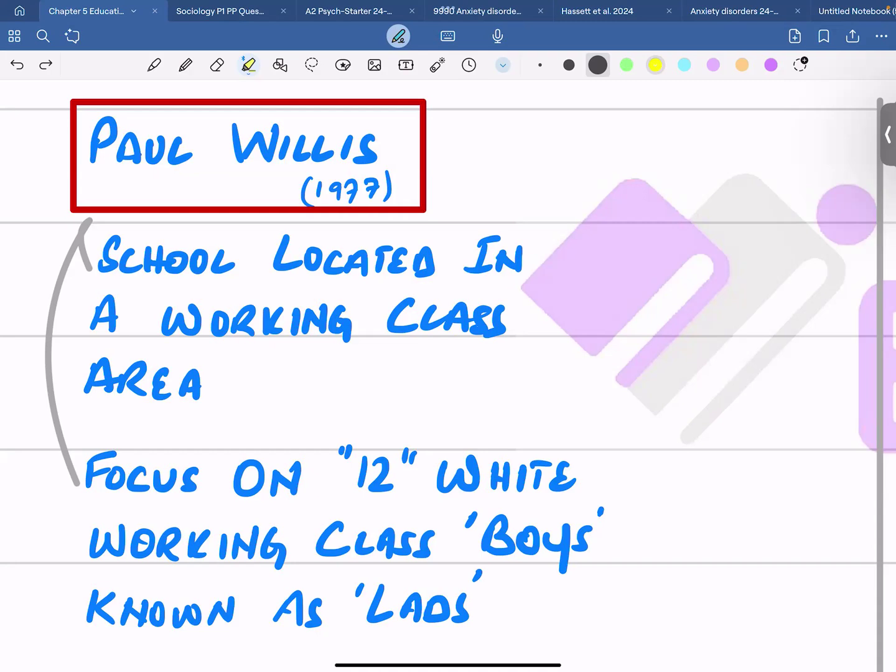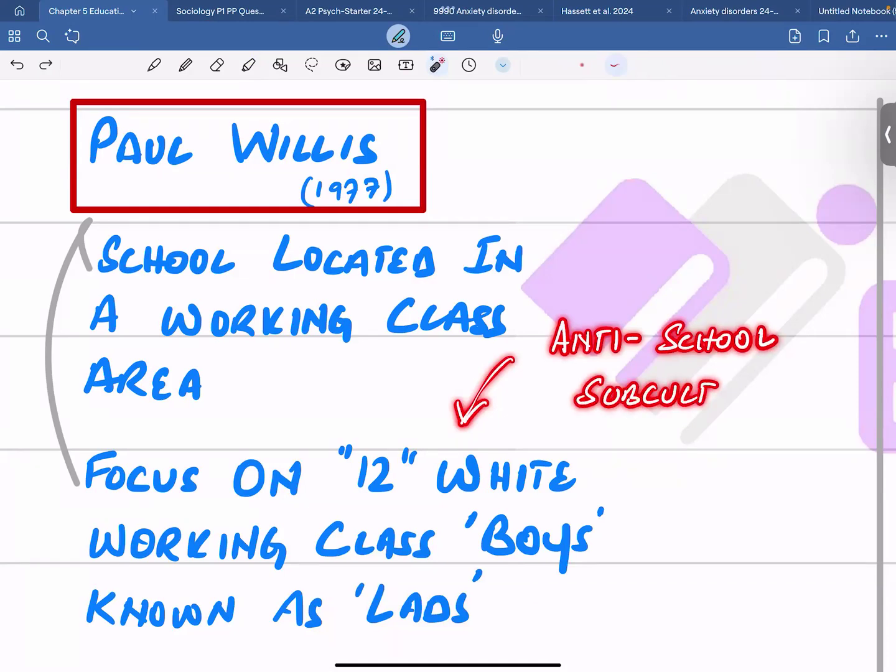While Paul Willis was conducting his research, the focus of his research revolved around 12 young boys, who were of course from the working class. He referred to them as the lads. Now according to Paul Willis, these 12 boys had their own anti-school subculture. You may also refer to this as a counter-school culture.